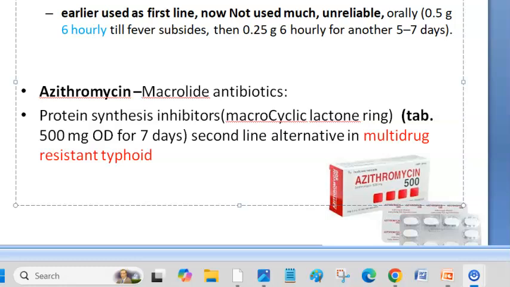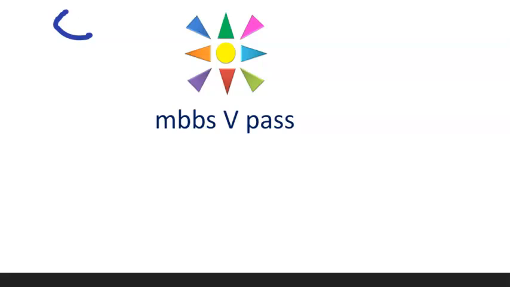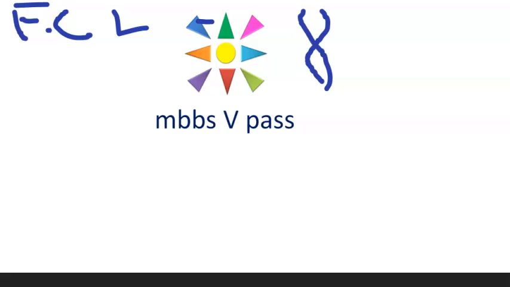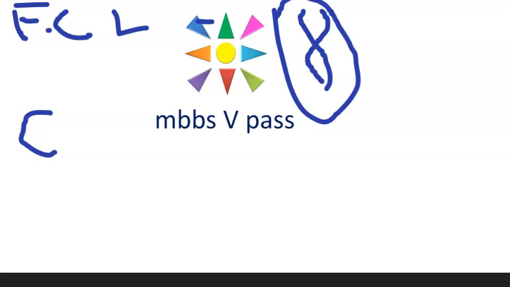So let us see this. Let's write it for our own reference. Ciprofloxacin, levofloxacin, that is fluoroquinolones, antimicrobials, they affect the DNA gyrase. Okay. Then you have the cephalosporins third generation. Cell wall synthesis, they will inhibit. Coming to azithromycin, protein synthesis inhibition. So all the three seem to be affecting different things of the bacteria.